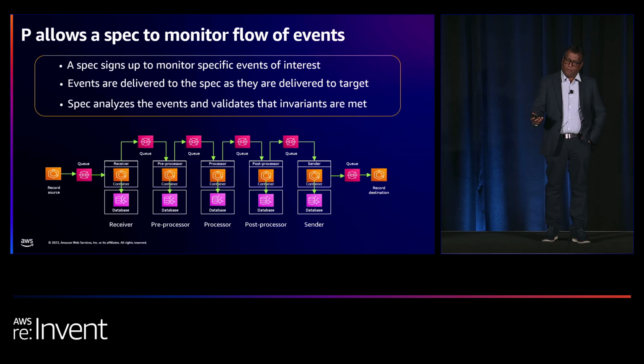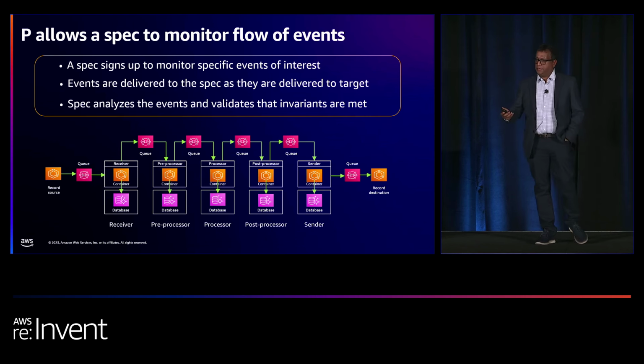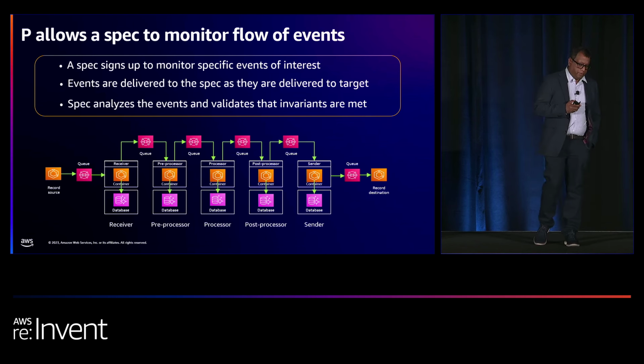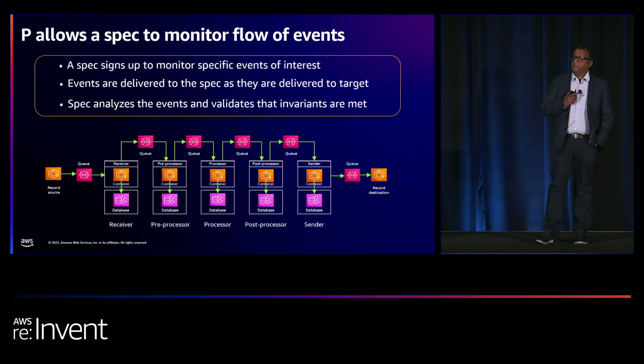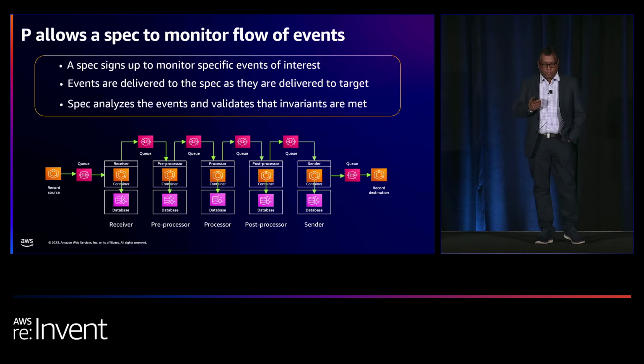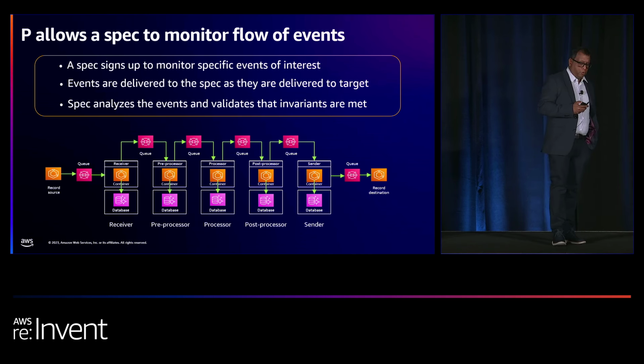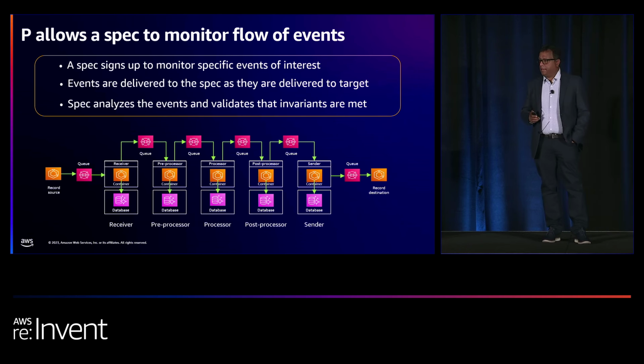Now the big question, how do you validate the invariance of the system? P allows you to define a spec that monitors the flow of events. And it uses that visibility into the flow of events to validate the invariance of the system. So first, the spec signs up to monitor specific events of interest. It may not monitor all events, only specific events of interest. Second, events are delivered to the spec as they're delivered to the target. Third, the spec analyzes the events and validates that the invariants are met.